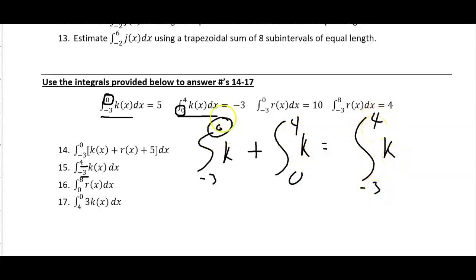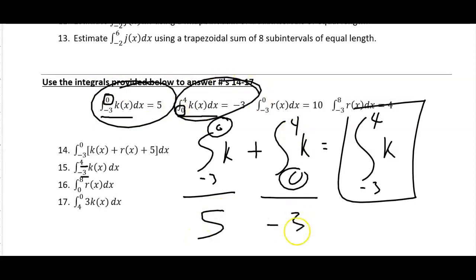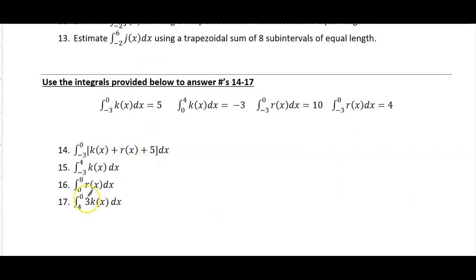So in other words, these guys are joined here, and by combining these, I end up with the thing I'm looking for. This is what I'm looking for, this is what I have, and if I put those together, I get what I'm looking for. So from -3 to 0 is 5, and then from 0 to 4 is -3. And so the final answer here will be 2. So the answer, number 15, is 2. And move on to the next one here.